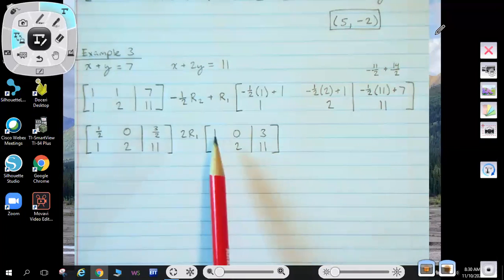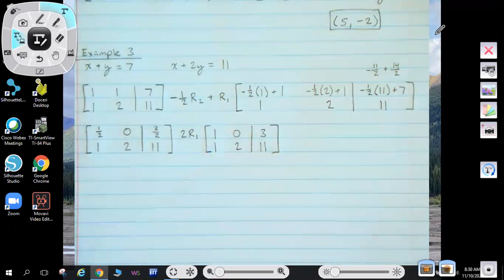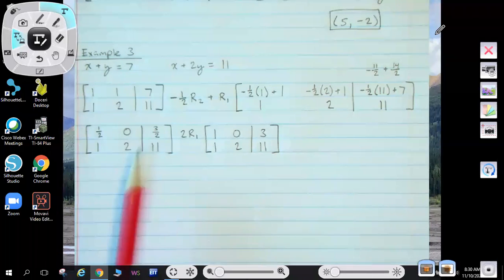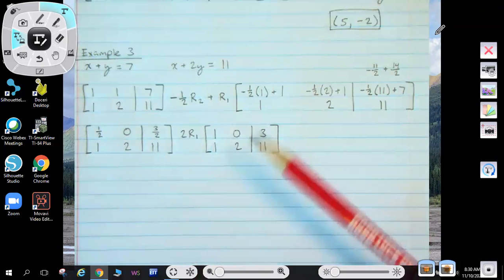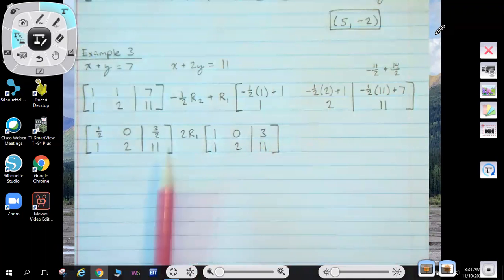Okay, our first row is finished. We have a 1 and a 0 where we need it. So we can start working on the second row. The first number in the second row is a 1 where we need it to be a 0. So when you need a number to become a 0, you use the other row to help you do it.